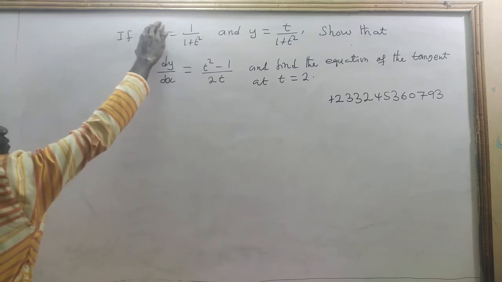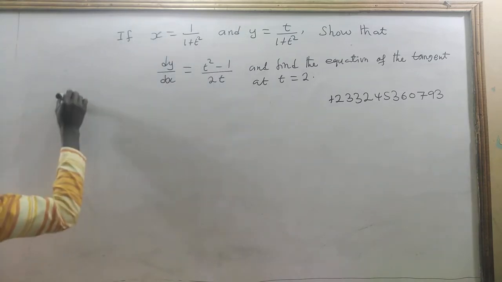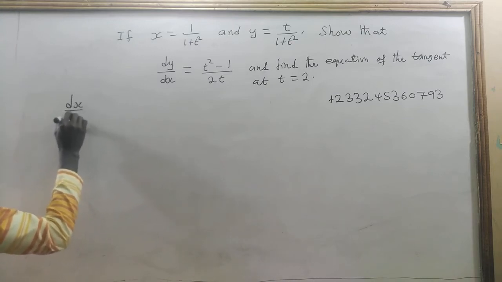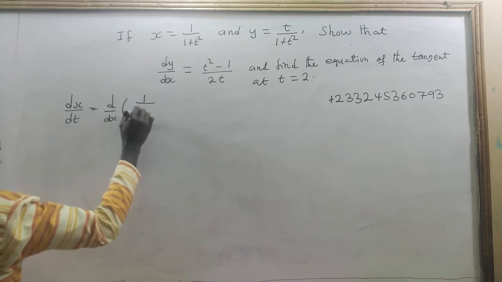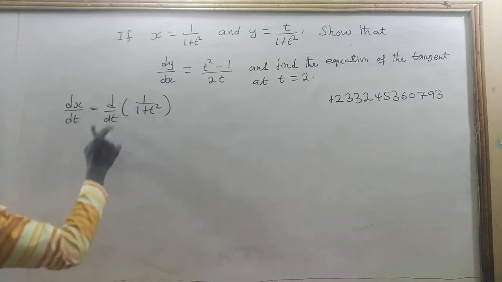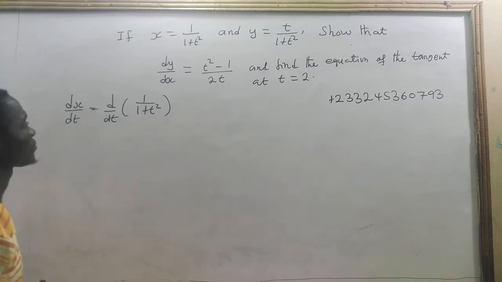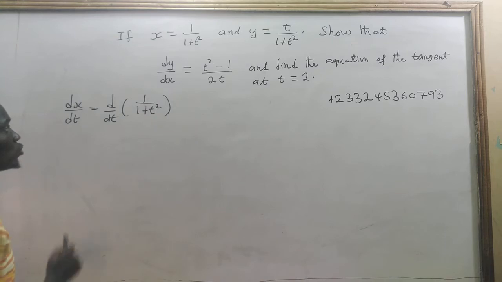We have to find the derivative of x with respect to t and then the derivative of y with respect to t. So here the derivative of x with respect to t is equal to d/dt of 1 divided by 1 plus t squared. It is d/dt, not d/dx. Now, to differentiate this, let's use the quotient rule.